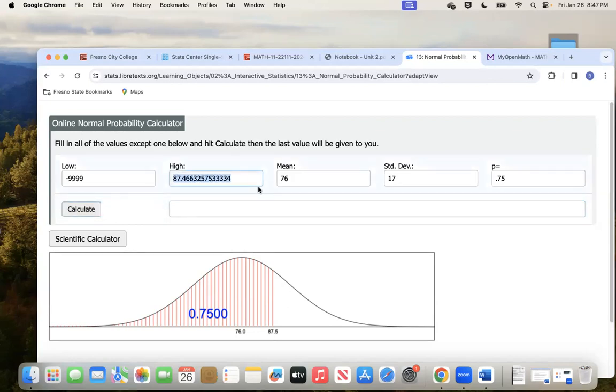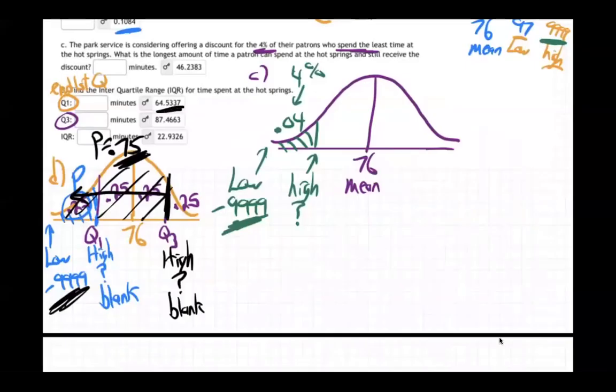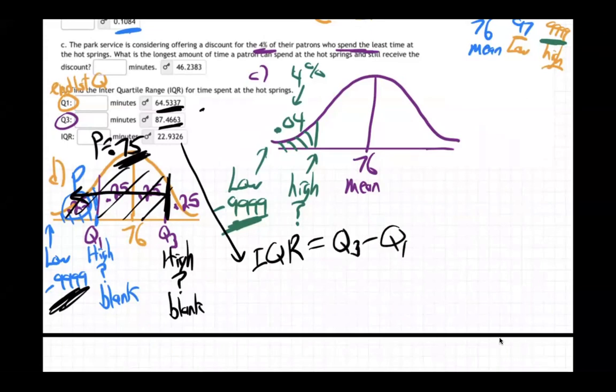Okay, now the final step is just to subtract this. Let me show that. So we've got Q1, we got Q3, and then finally IQR is just the Q3 minus Q1, just this number minus that number. Hit the buttons on your calculator and you'll get that. And so there we go.